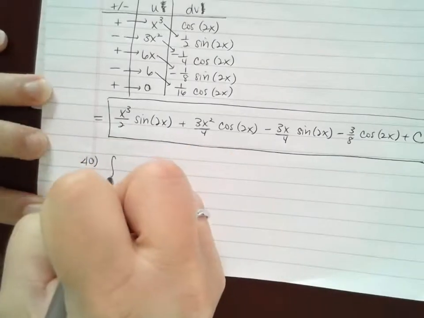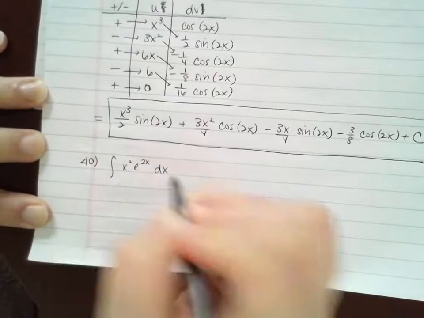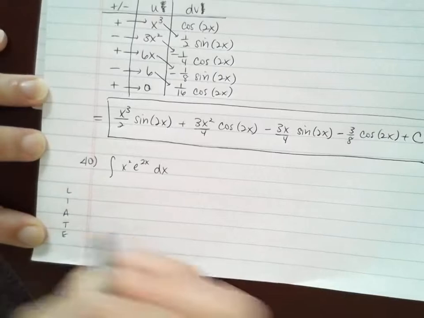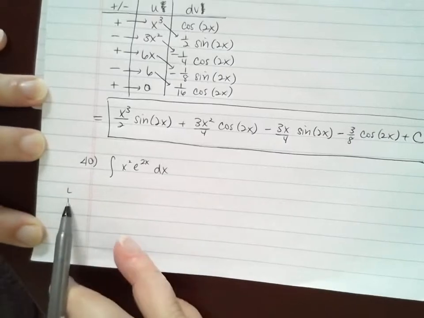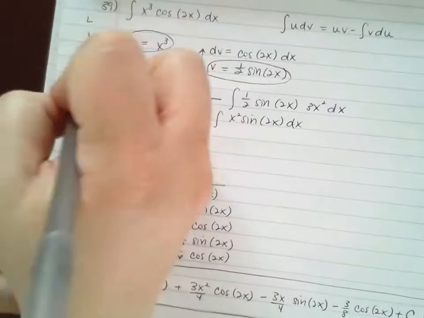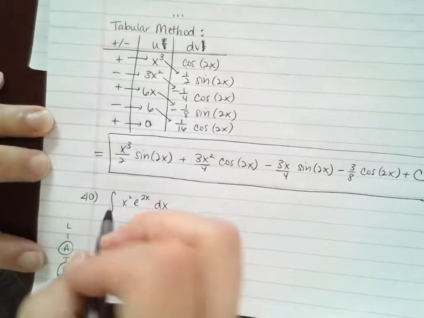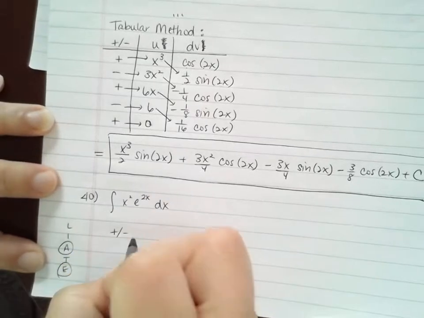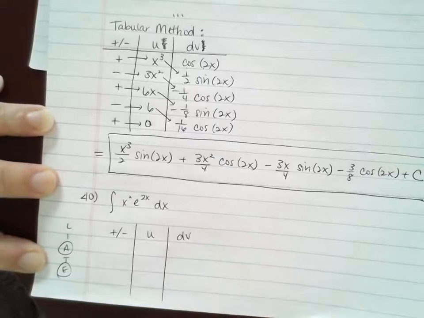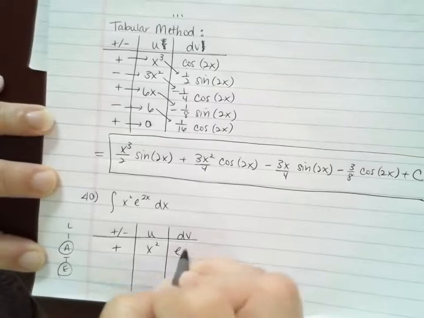So we've got the integral of x squared e to the 2x dx. Again, look at the acronym LEAD. I don't have a logarithmic, I don't have an inverse trig, I do have an algebraic and an exponential. Up here I had an algebraic and a trigonometric. So the algebraic, the one that's listed first, is your u, and your dv is the other portion. I start with a positive x squared, and I'm going to put e to the 2x over here.